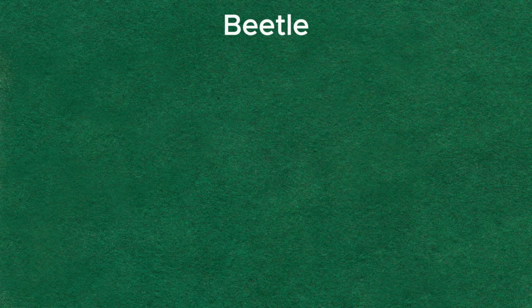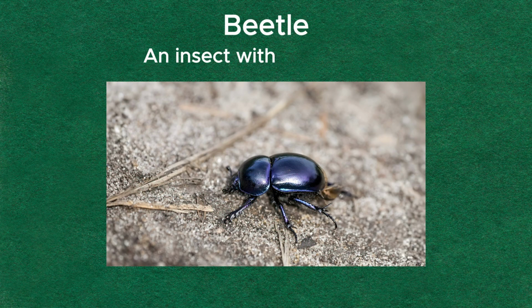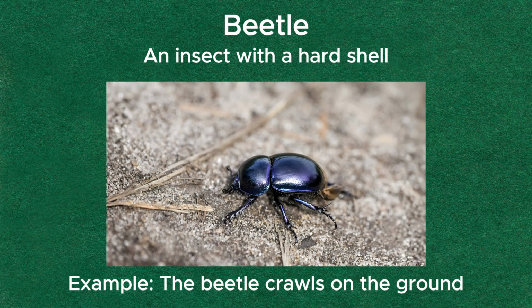Beetle. Beetle. An insect with a hard shell. Example, the beetle crawls on the ground.